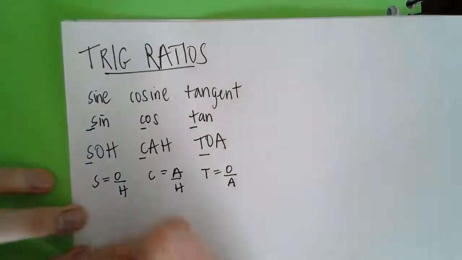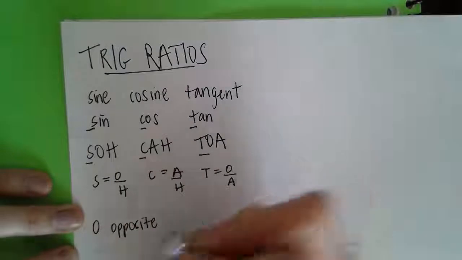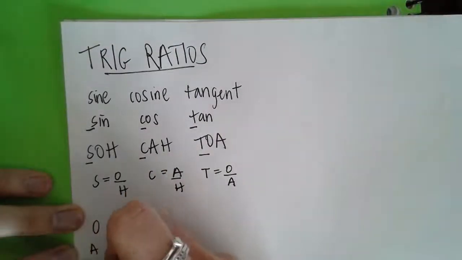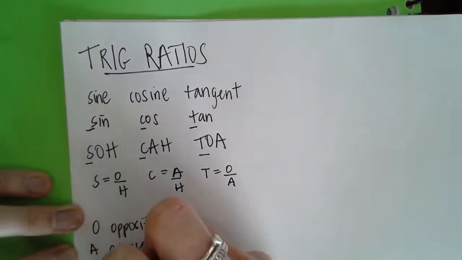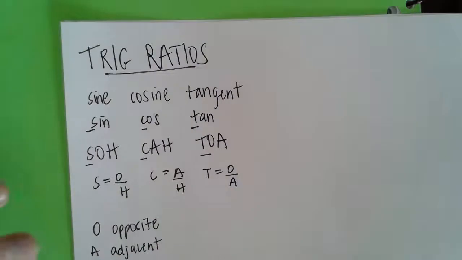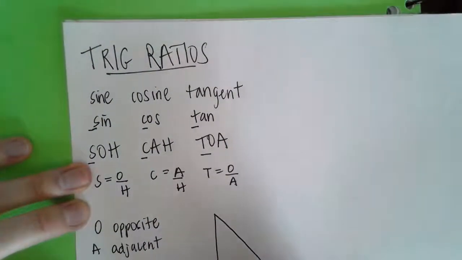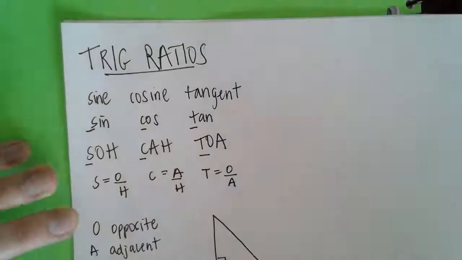Okay? So again, O is for opposite, in case you forgot. A is for adjacent, and H is for hypotenuse. Those are parts of a triangle, and they are parts of a right triangle. And it has to be a right triangle, or else it doesn't work.